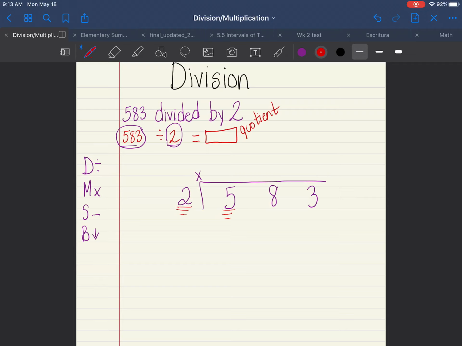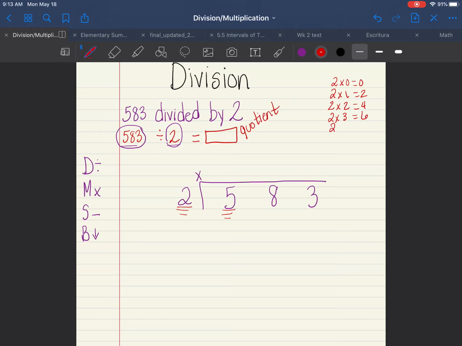So the very first thing I'm going to look at is that my divisor has only 1 digit. So I'm only going to be dividing by 1 digit. Now, if you do not know your basic facts, you need to write them down. If you already know them, that's good. Since my divisor is 2, I know that I'm going to need the basic facts of 2.